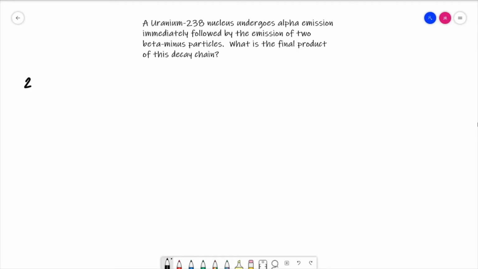So firstly then, if we take uranium-238, 23892U, we'll do the alpha emission first. So alpha emission, put the numbers on, 4 and 2, will leave us with 234 and 90. And we saw earlier that 90 protons is thorium.